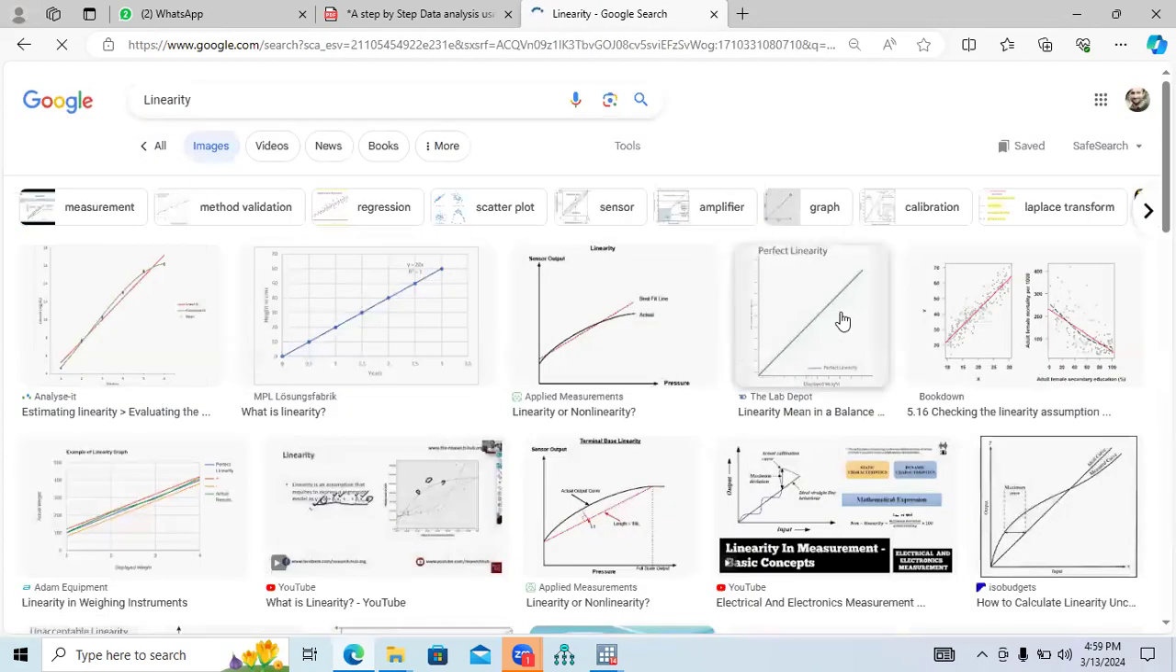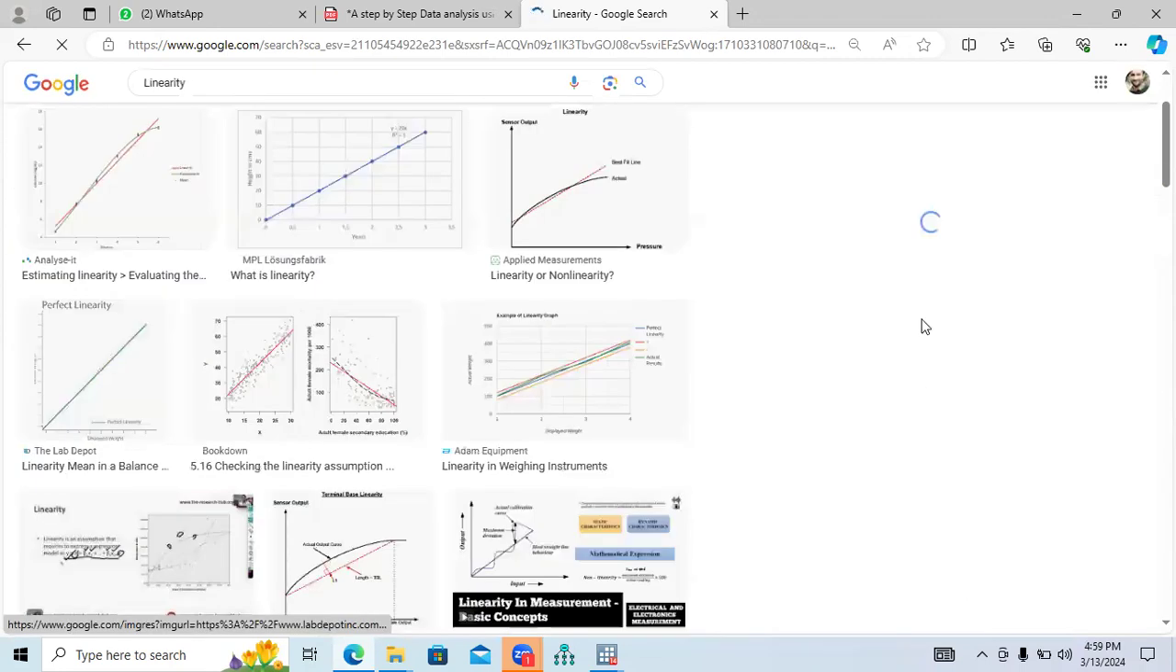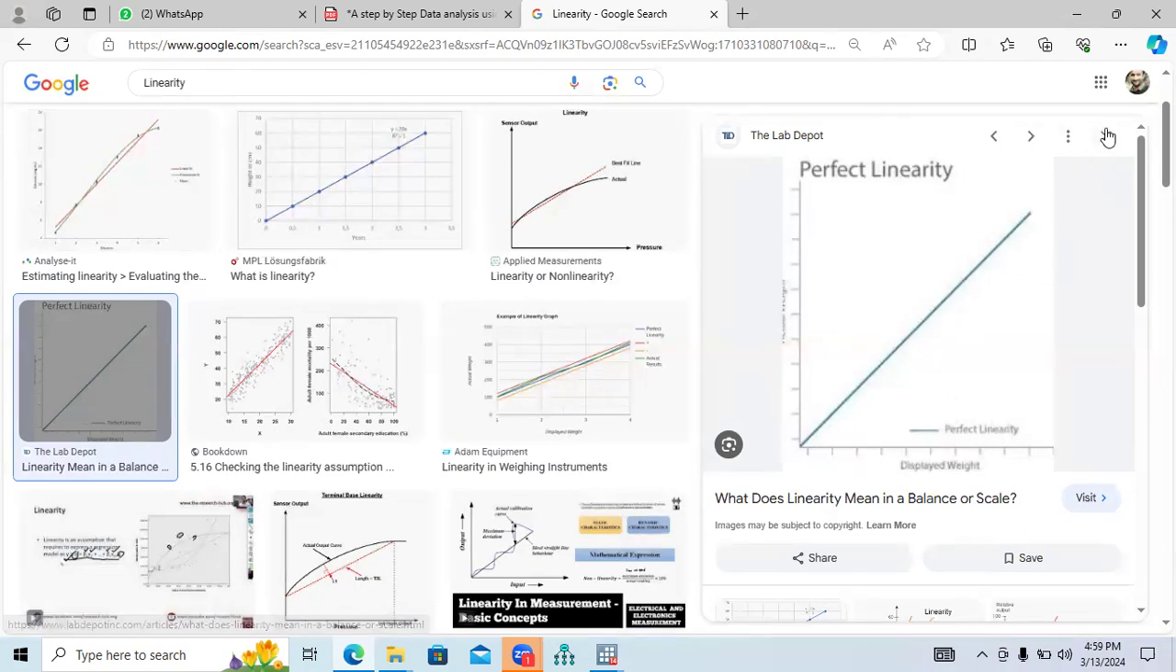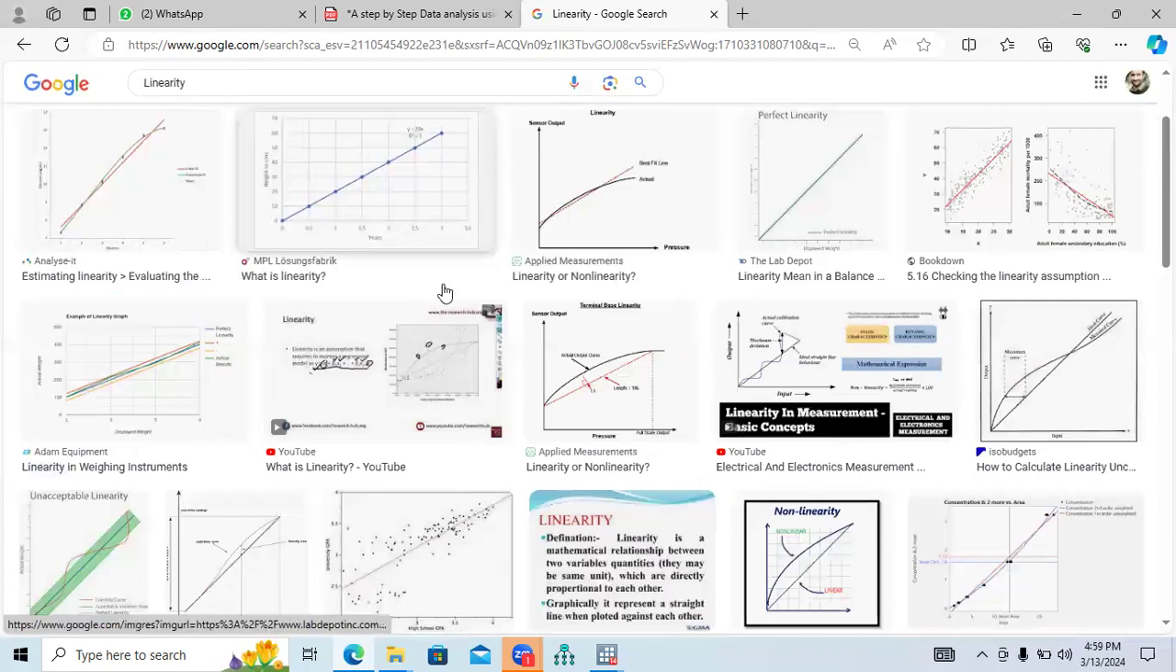Now, this is perfect linearity. When you find a picture like this in a graphical view, this becomes a perfect linearity. This is basically something that we want to discover. It may be from lower to upper side or from upper to lower side. It should be a straight line like this. This is perfect linearity. In other cases, there might be some imperfect linearity.